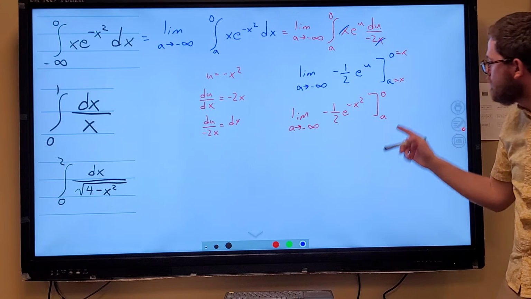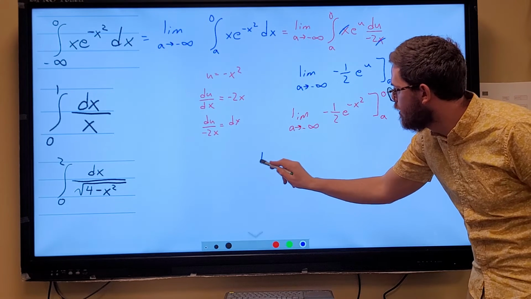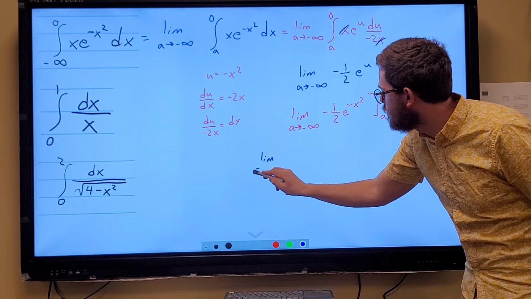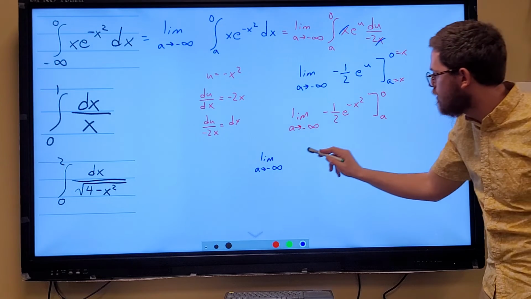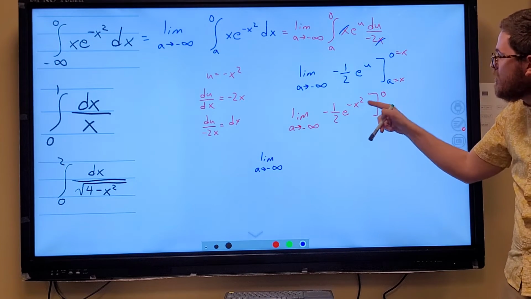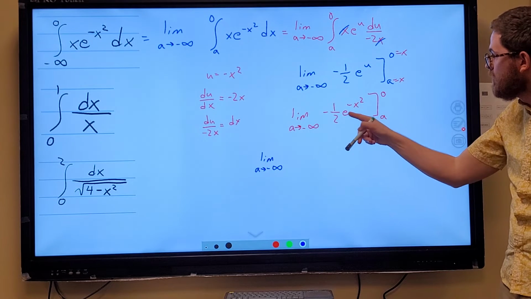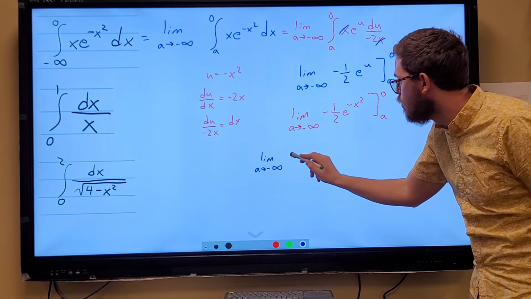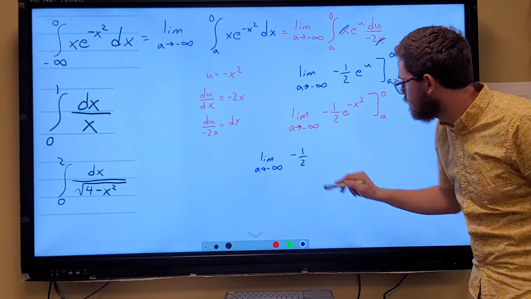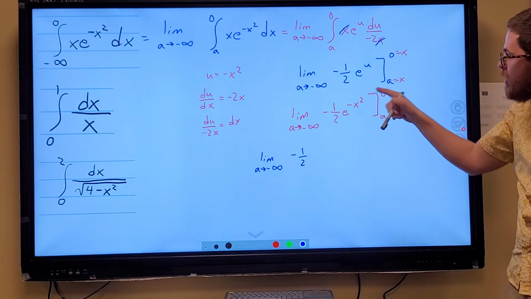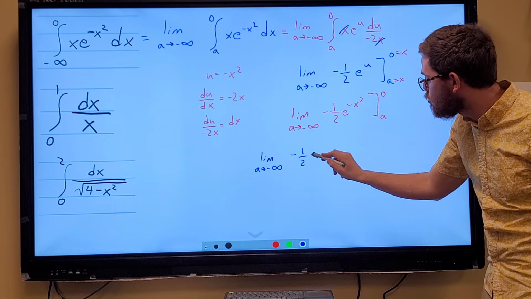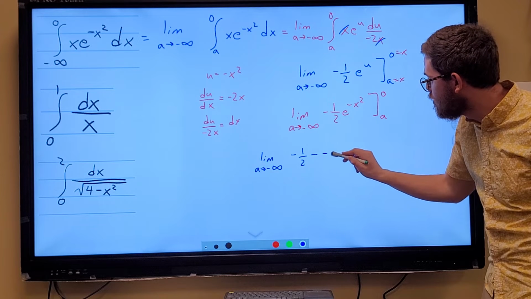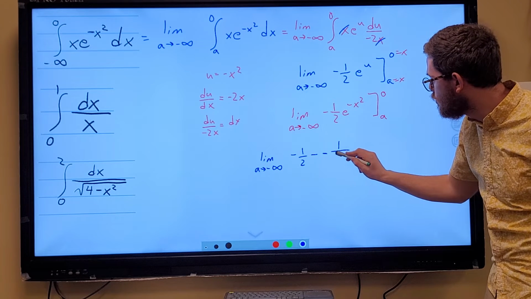And so finally, when we do our fundamental theorem of calculus, plugging in the upper bound, that would be e to the 0 power. E to the 0 power is 1. So when I plug in a 0, I get a negative 1/2. When I plug in an a, I'll be subtracting a negative 1 over 2.